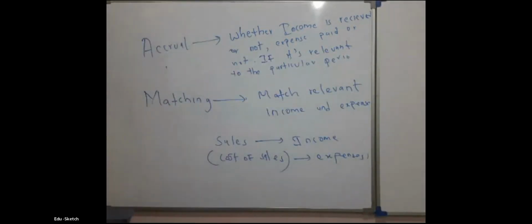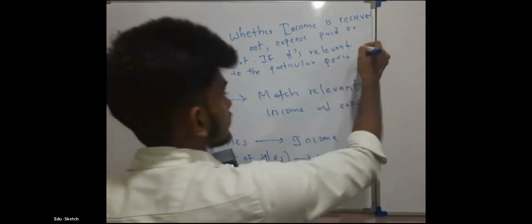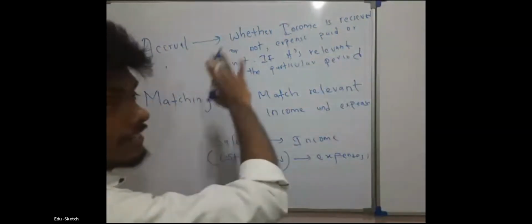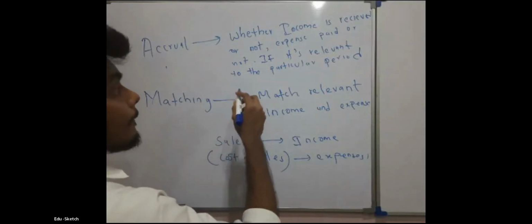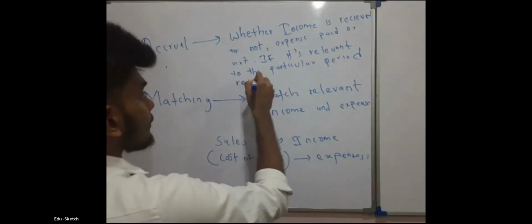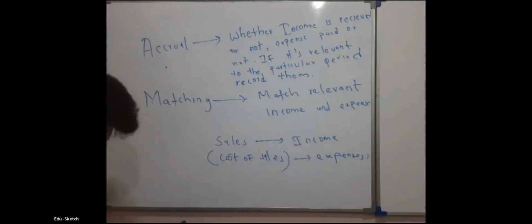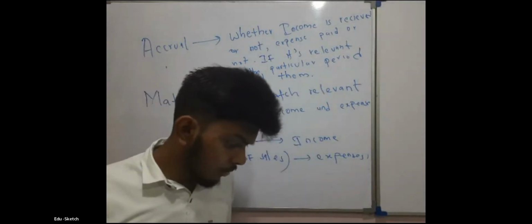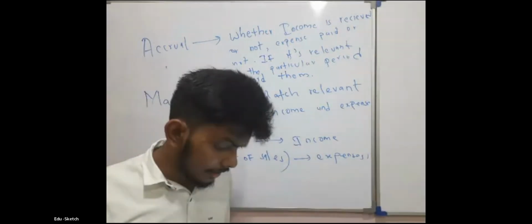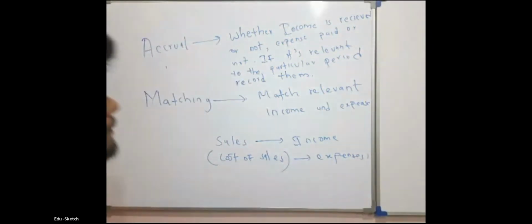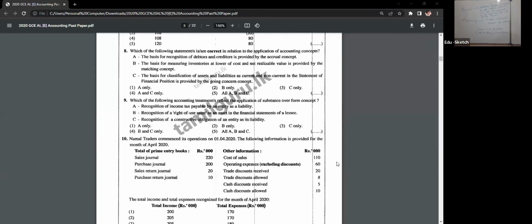Okay, I'll write the note. Just consider this. Take a note of this. The first one: basis for recognizing debtors and creditors is provided by the accrual concept. Make a hurry. I'll once again tell from the first part.